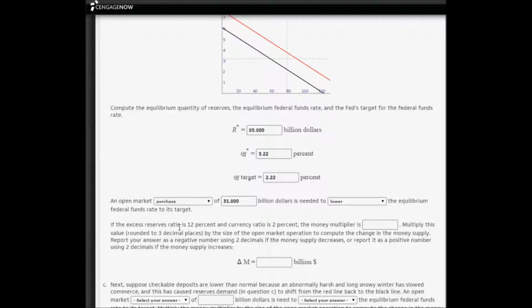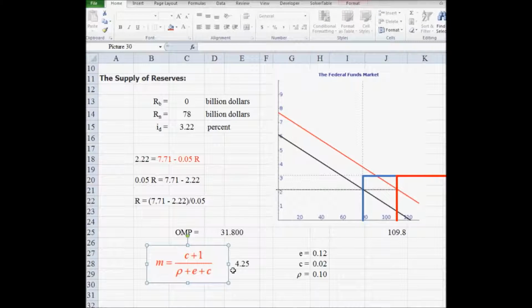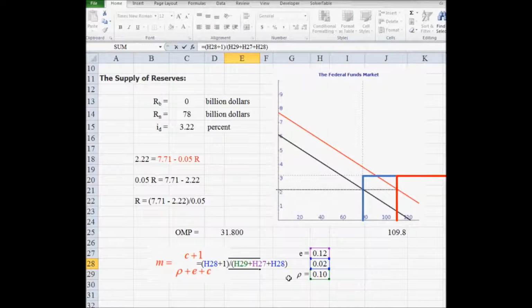If the excess reserve ratio is 12% and currency ratio is 2%, with a reserve requirement ratio of 10%, the money multiplier is what? This is the equation from the PowerPoint for Chapter 6 of my textbook. The excess reserves ratio is 0.12, currency drain is 0.02, reserve requirement ratio, which can be denoted as rho or RRR, it's 10%. So the money multiplier is C, 0.02 plus 1, divided by the sum of these three, and you get 4.25.